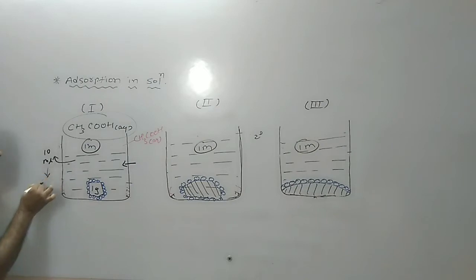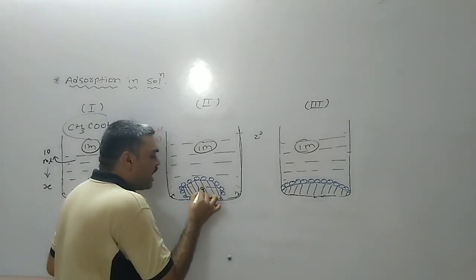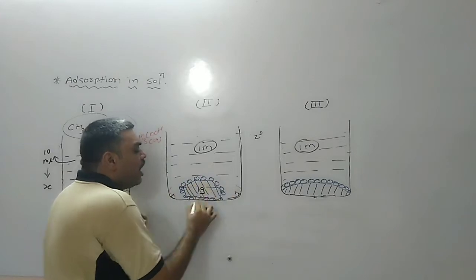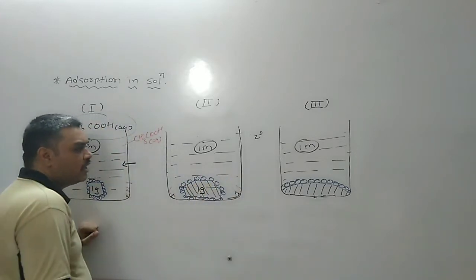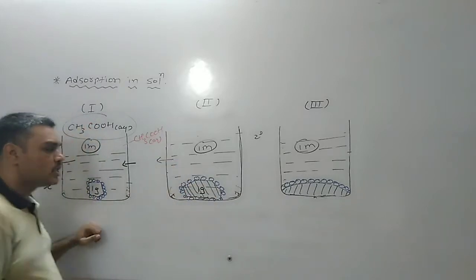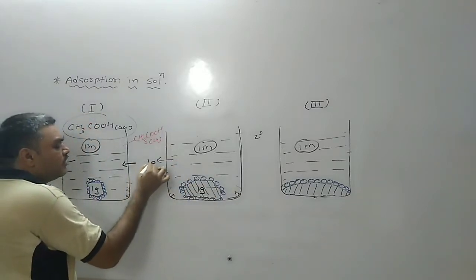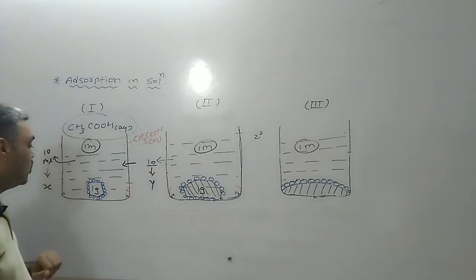It is decreased up to X molar. Now the same 1 gram, higher surface area piece of coal is taken, and after the same time you will titrate with the 1 molar solution, and you will find with the 10 ml solution it is decreased up to Y molar.